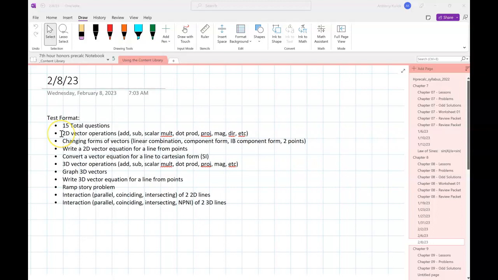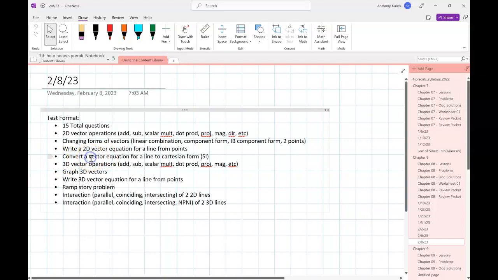Some of the topics you should be able to do: 2-dimensional vector operations, like add, subtract, scalar multiply, dot products, projections, magnitude, direction, etc. You should be able to change the forms of vectors, so go from linear combination to component to IB component, like take 2 points and turn them into one of those. You should be able to write a 2-dimensional vector equation for a line from 2 points. You should be able to convert a vector equation for a line back into the Cartesian form, like a slope-intercept equation.